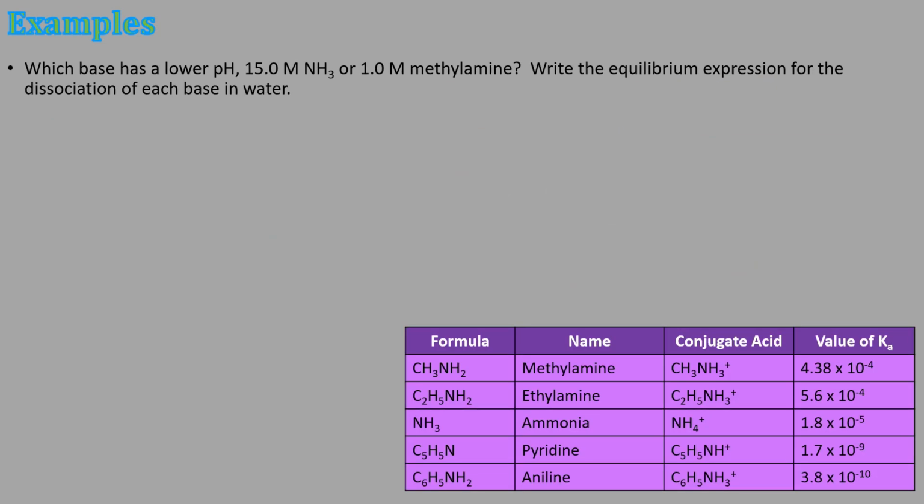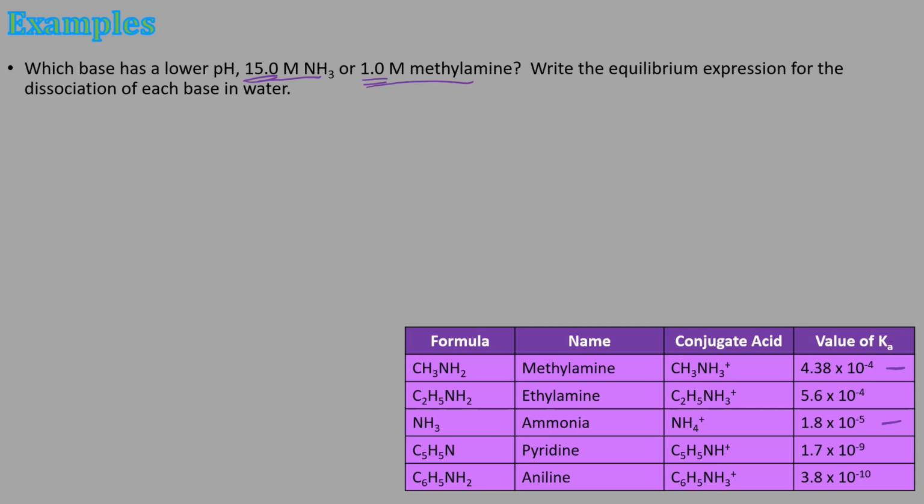Okay, so which base has a lower pH? We have 15 molar NH3, ammonia, or 1 molar methylamine. I'm going to look at the Ka's here, but it's going to be kind of hard to tell because they don't have the same concentration. So it'd probably just be easier to find the pH for these.